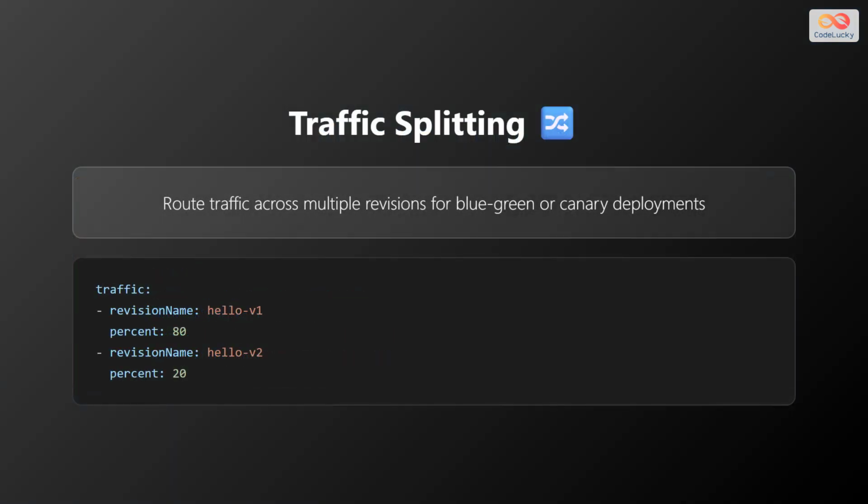One of the advanced features of Knative Serving is traffic splitting, which allows you to route traffic across multiple revisions of your application. This is extremely useful for blue-green deployments or canary releases. In the traffic section of your configuration, you can specify multiple revisions and assign a percentage of traffic to each. For example, you might send 80% of traffic to your stable revision, hello-v1, while routing 20% to your new revision, hello-v2. This allows you to test new versions with real production traffic before fully committing to the update. If issues arise, you can quickly adjust the percentages or roll back entirely.